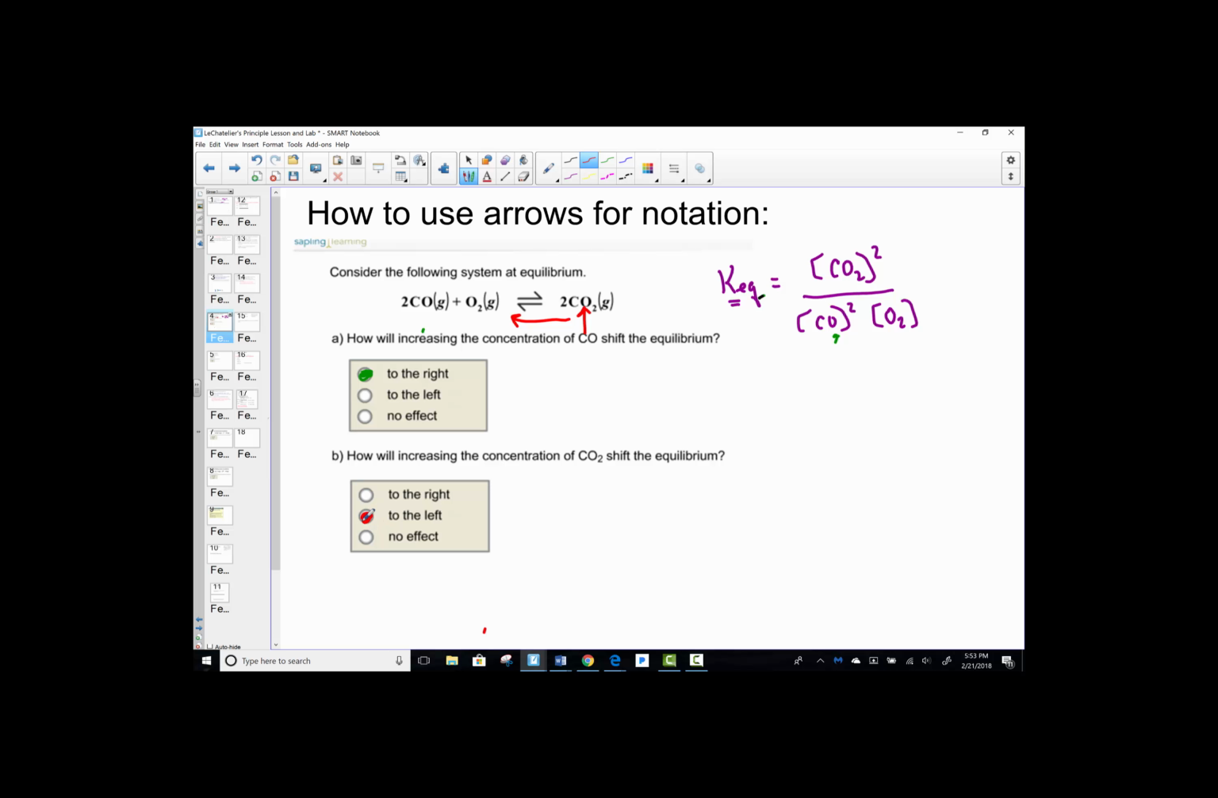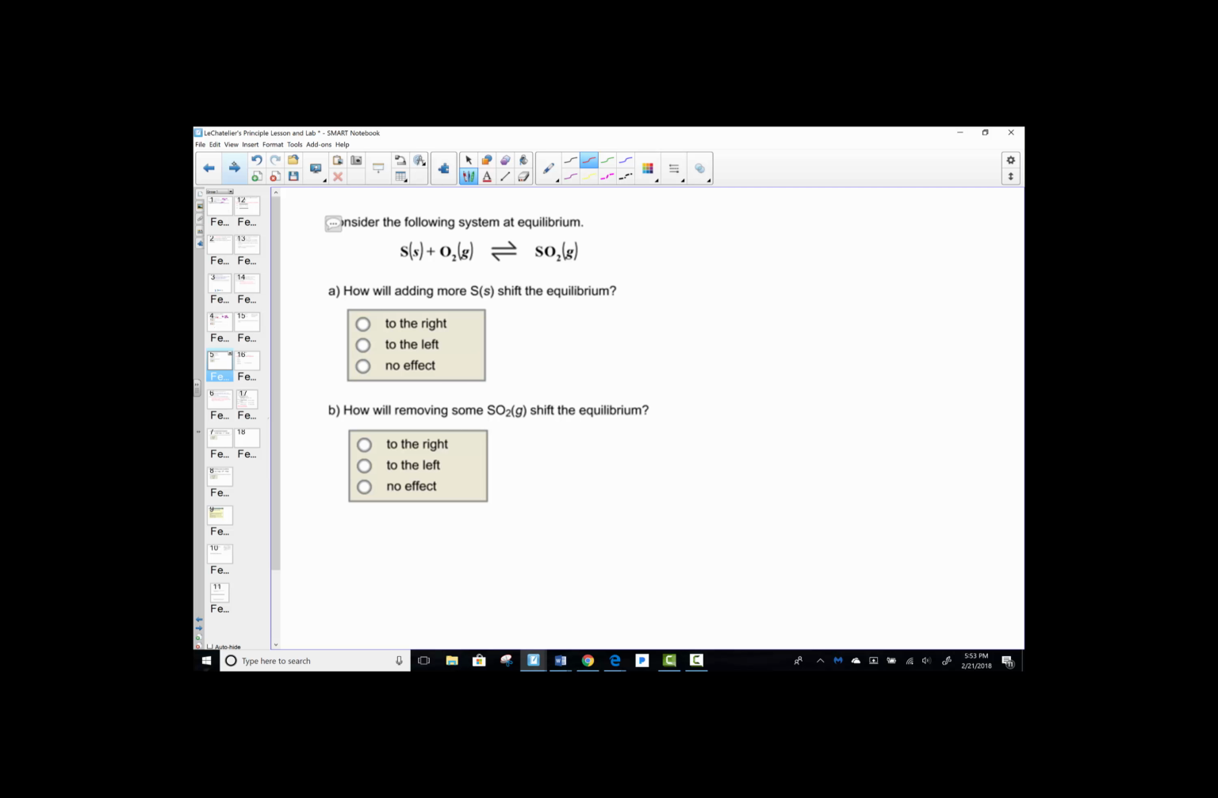Le Chatelier's principle: disturbing the equilibrium by changing either the concentration of reactant or product forces the equilibrium to shift to reestablish the initial state of equilibrium. Let's consider this example from your Sapling problems. We have solid sulfur reacting with gaseous oxygen in dynamic equilibrium with sulfur dioxide.